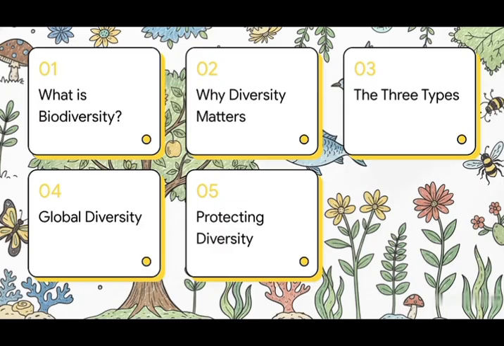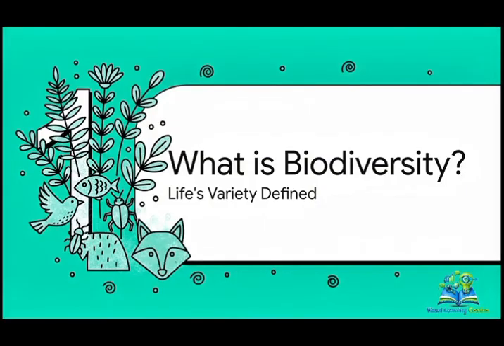So here's our game plan. We'll kick things off with the basics. What even is biodiversity? Then we'll get into why it matters so much. After that, we'll break down the 3 different types, see how they pop up around the world, and wrap it all up with the big one. What can we actually do to protect it? Sound good? Let's go. All right, first things first. Let's tackle that big question.